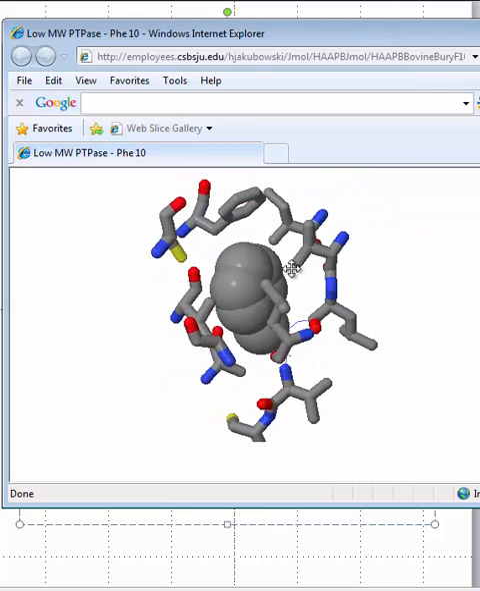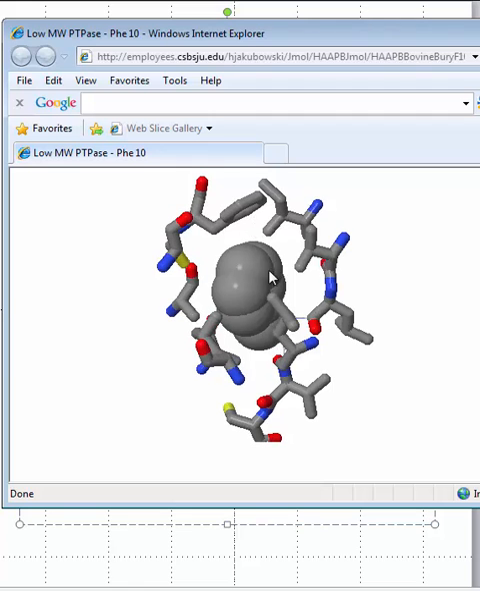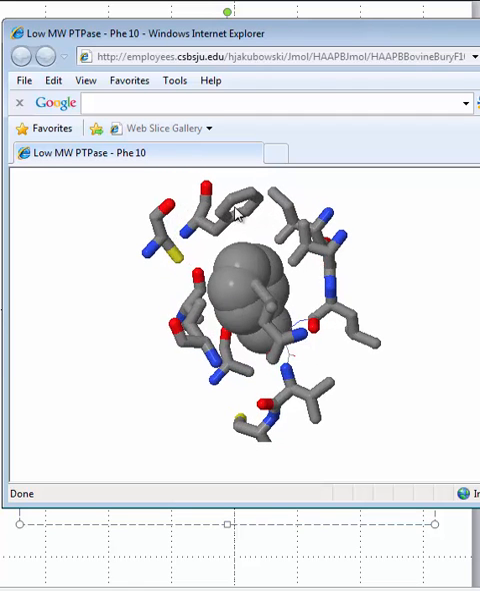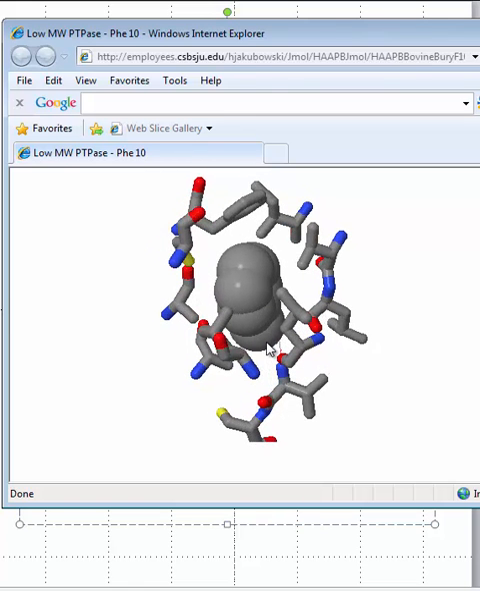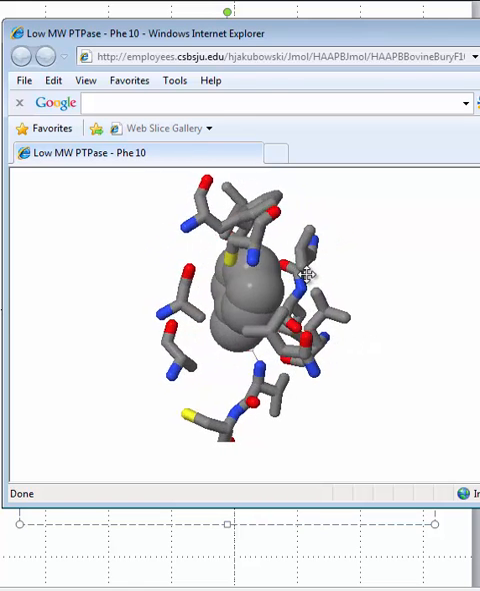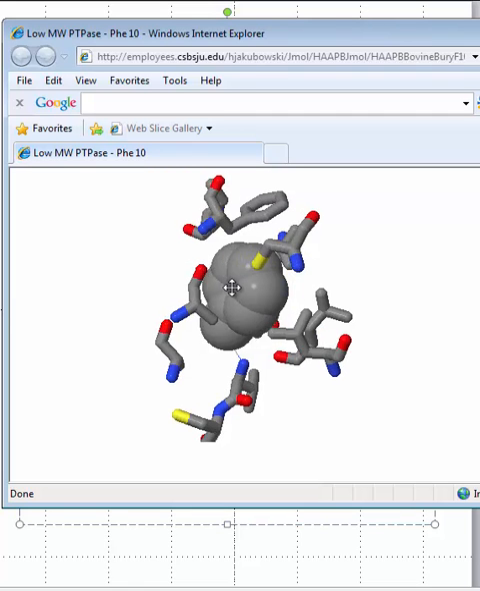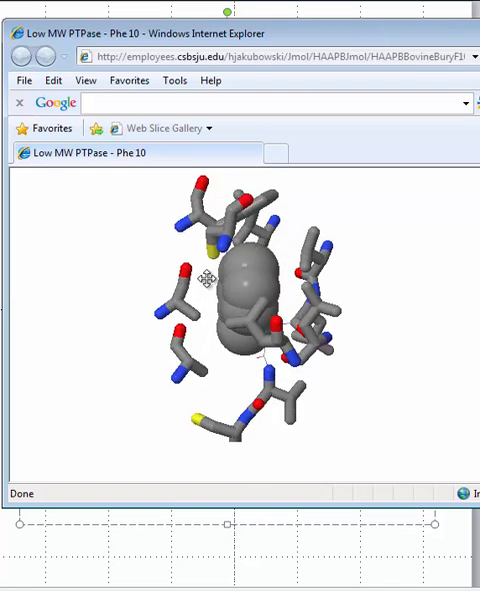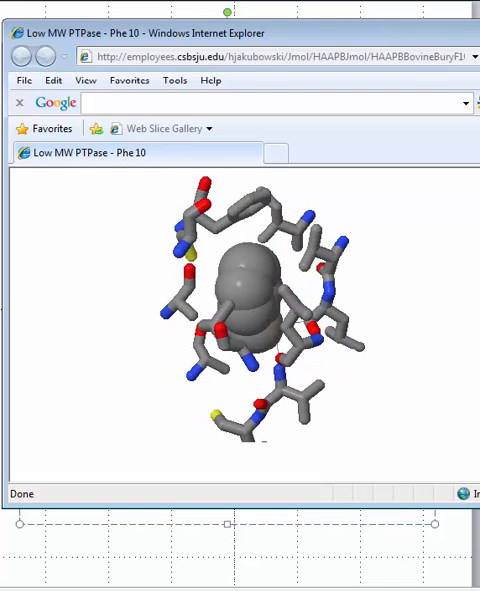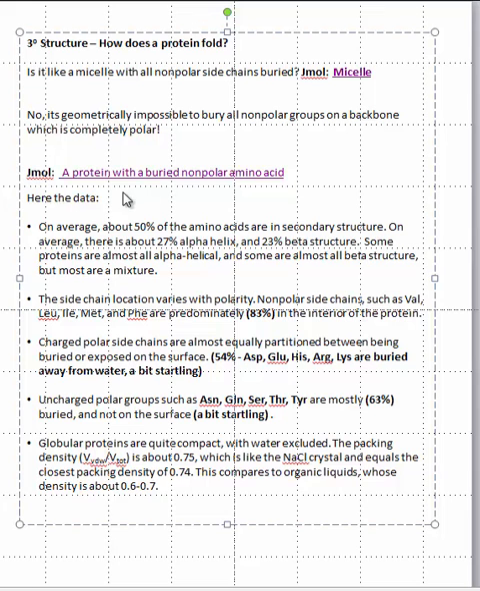And you can see that in general, this gray is all nonpolar, just carbon and hydrogen. It's surrounded mostly by gray. Not completely, but here's the sulfur here, and we know that's nonpolar. There's an oxygen here. You can't get completely away from having some polar atoms nearby, but it's predominantly surrounded by nonpolar amino acids. So, how does a protein fold?